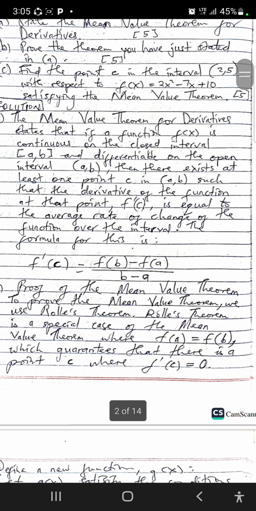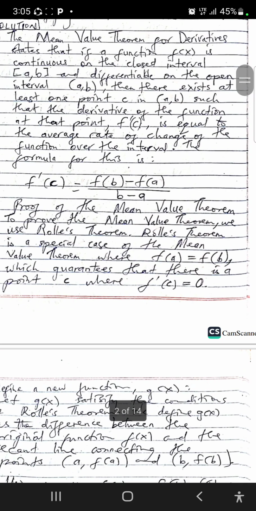The mean value theorem for derivatives states that if a function f of x is continuous on the closed interval [a, b] and differentiable on the open interval (a, b), then there exists at least one point c which belongs to the open interval such that the derivative of the function at that point, after you have differentiated and then replaced that point, is equal to the average rate of change of the function over the interval. That's where the statement ends.